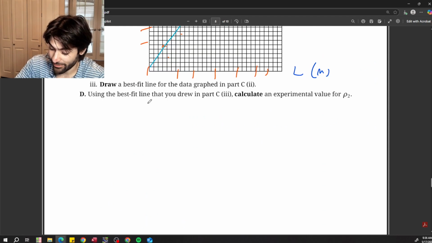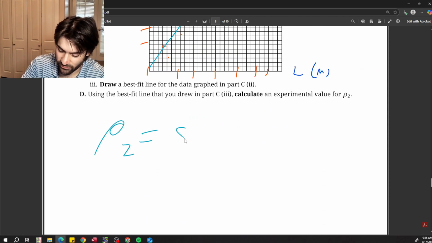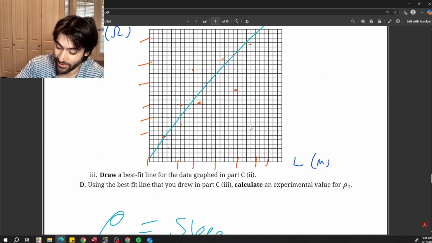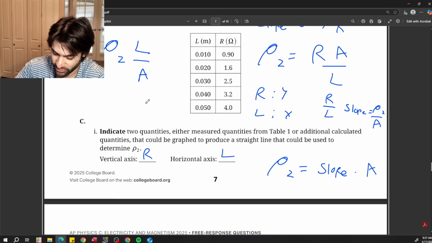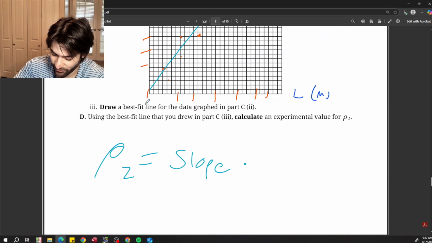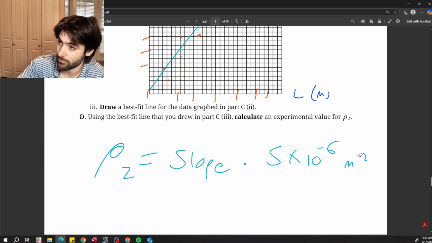Using the line of best fit, calculate ρ2. So ρ2 is equal to the slope that we got here. You would just measure what the slope is and multiply by the cross-sectional area, which they said was 5.10 times 10 to the negative 6 meters squared.